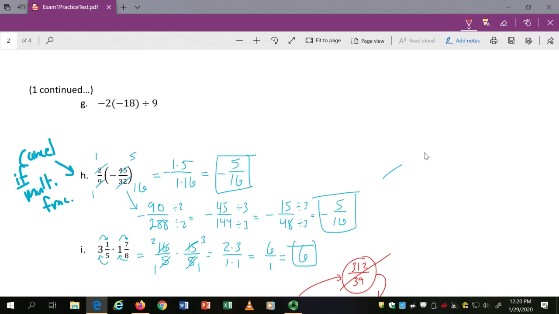Or if you cancel ahead of time, 32 is divisible by 2. 32 divided by 2 is 16. 2 divided by 2 is 1. And then 45 and 9 are both divisible by 9. 45 divided by 9 is 5. 9 divided by 9 is 1. So you're just left with 1 times 5 on top and 1 times 16 on the bottom. So you'll get the right answer either way. But you don't have to worry about common denominators when you're multiplying.